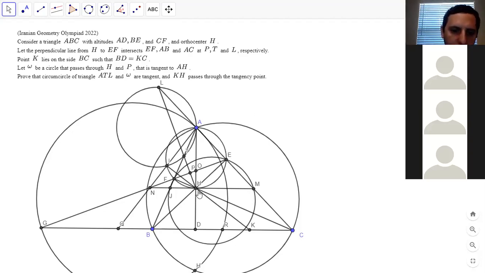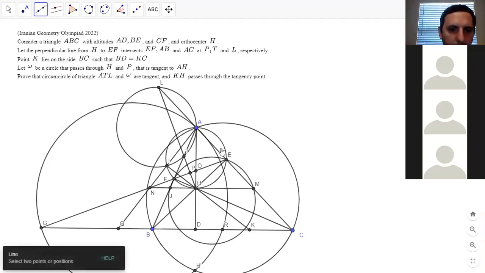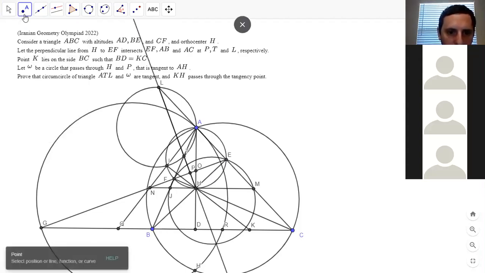So maybe we could let HP, like what if we, I think this might make it easier. Sorry, give me just a moment. What if we let this meet side BC at a point? And then we could use projective geometry a little bit.